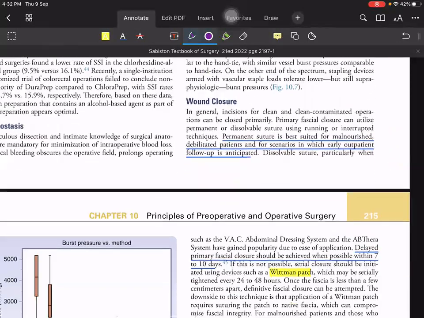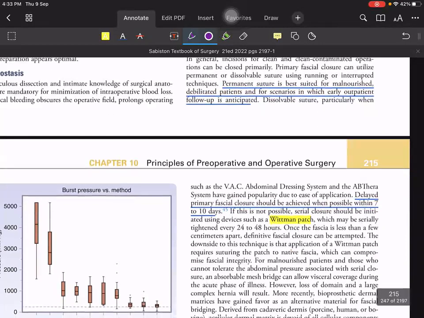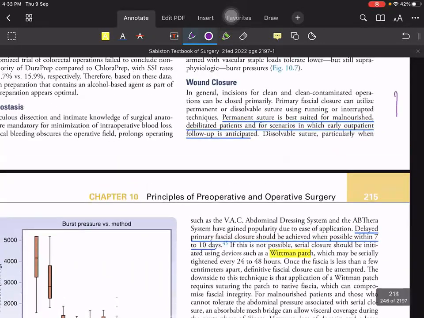And for wound closure, they are telling that for the fascia we can use permanent suture. So fascia we are closing with anything. You can use PDS also. You can use nylon also. So when to use permanent, when to use dissolvable. They're telling that permanent suture is best.